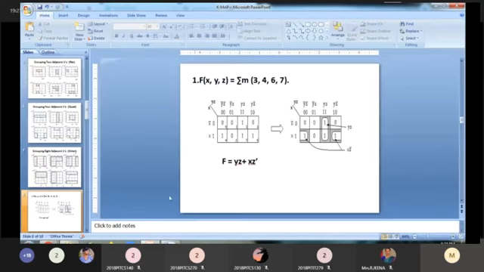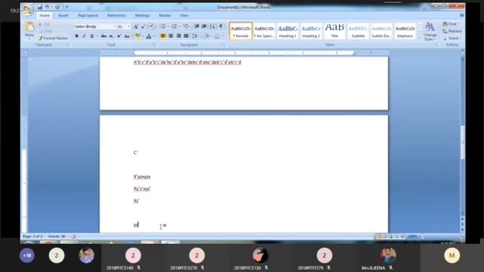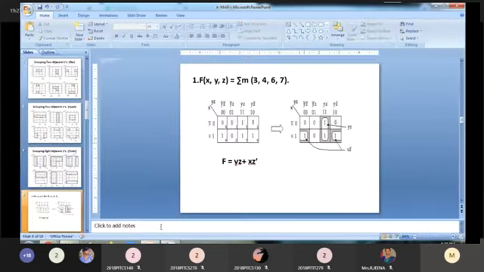So your answer is two groupings. This is one group, this is one group. So your answer will be the simplification of this group plus the simplification of this group. So your answer will be YZ plus XZ bar. Have you all understood? It's very simple. Okay. Next one.